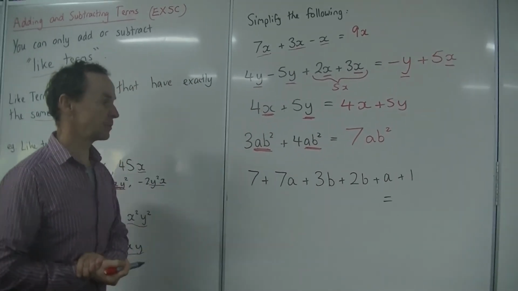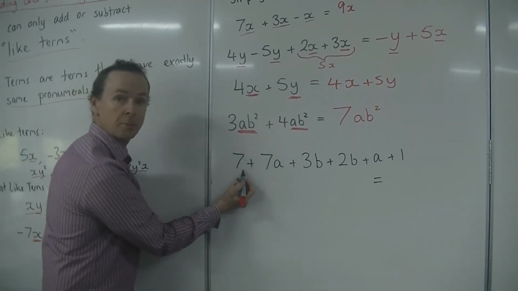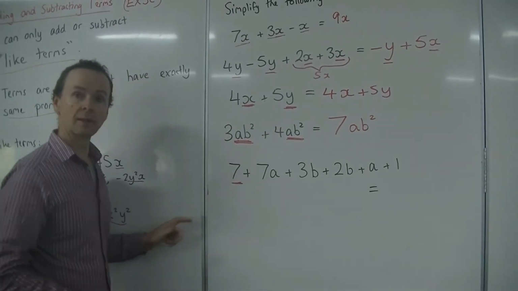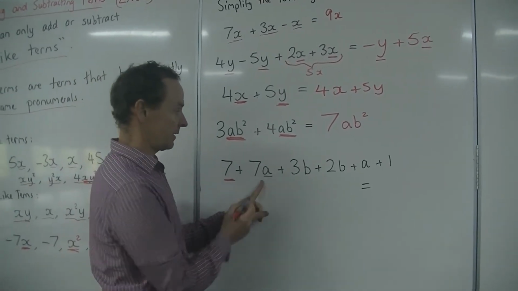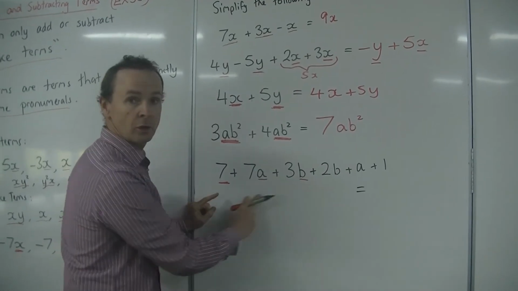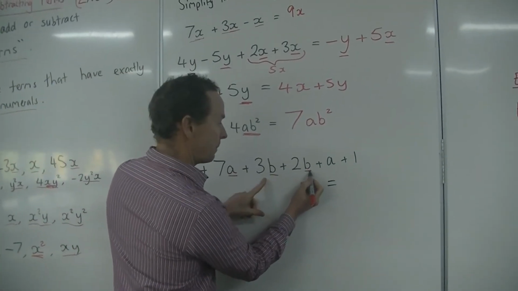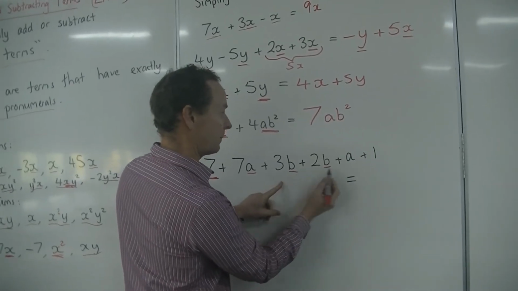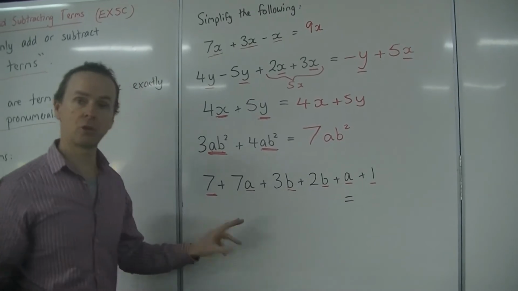Okay, let's look at the last one. Let's look at the terms carefully. This term has no pronumeral, so it's called a constant. It's just a number. This one's an A term. Can you see that? It's an A term. This one's a B term. So far, we have no like terms. You can't add those 3 together. But if you look here, there's another B term. So these 2 are the same. There's another A term, and there's another constant. So there's 2 of each of them.